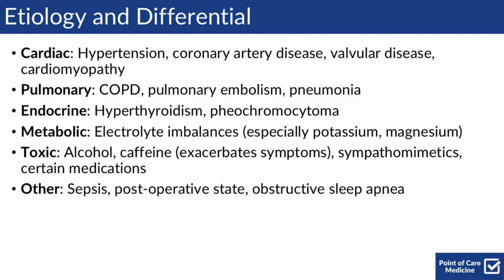This brings us to the etiology. What are the potential causes? Consider causes like hypertension, CAD, valvular disease, or cardiomyopathy. Think about pulmonary causes including COPD, pulmonary embolism, or pneumonia. Endocrine causes can include hyperthyroidism and rarely pheochromocytoma. Metabolic causes include electrolyte imbalances, especially potassium and magnesium. Toxic causes can include alcohol use and use of sympathomimetics. And finally, other causes like sepsis, a postoperative state, or obstructive sleep apnea.